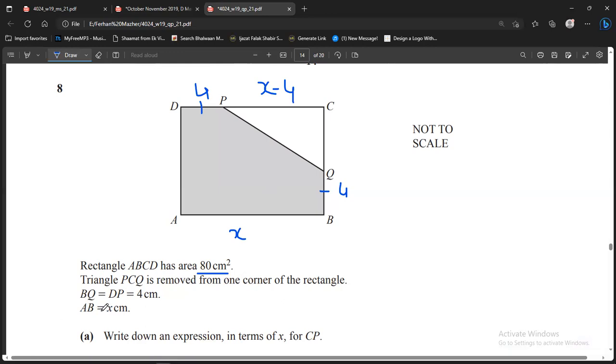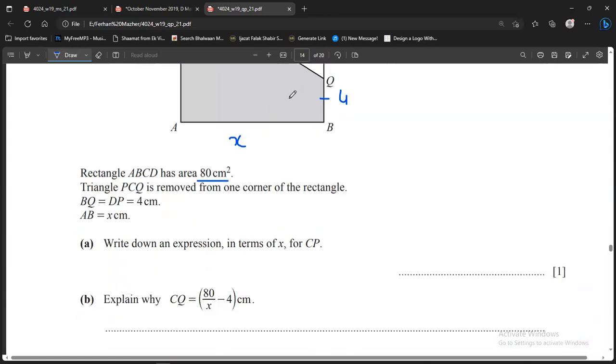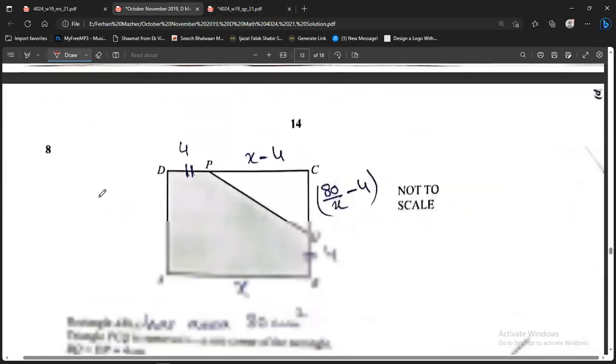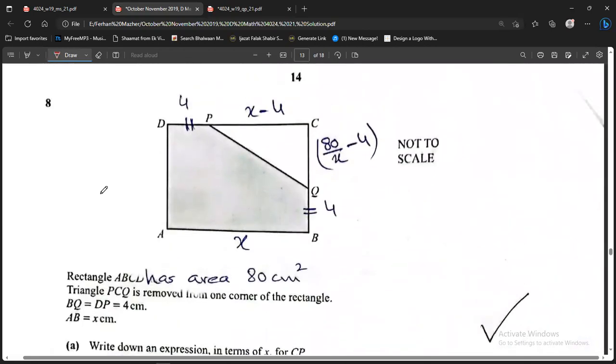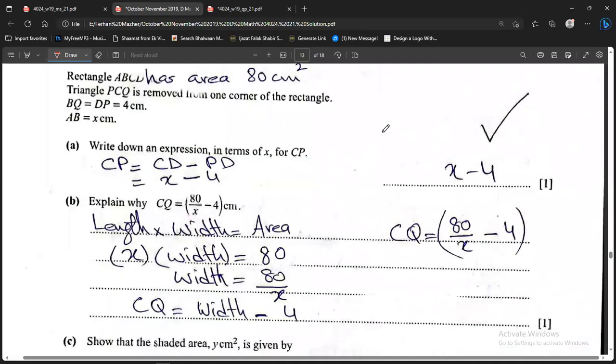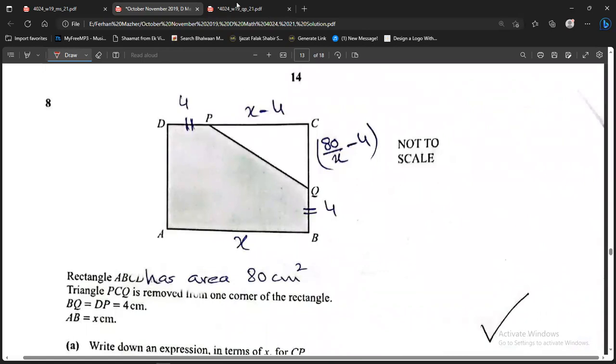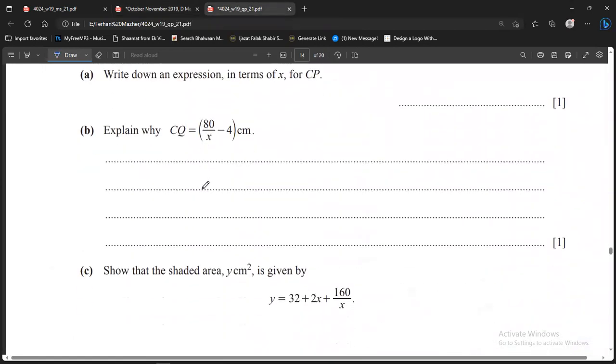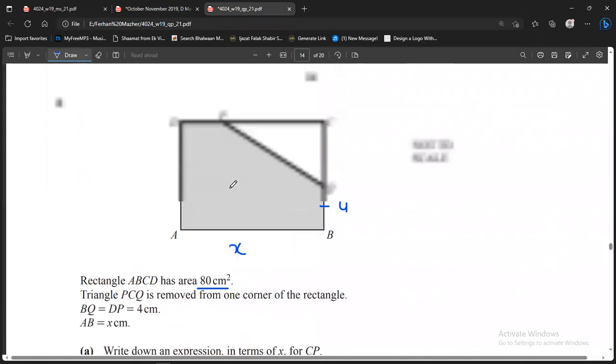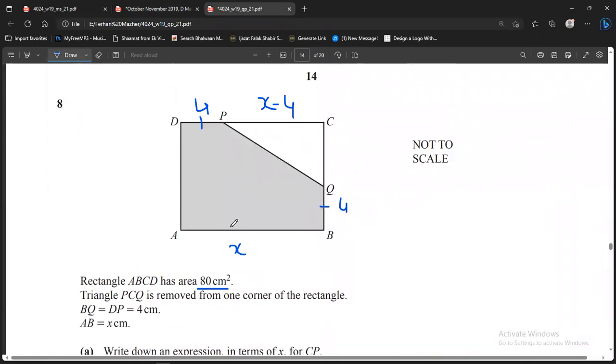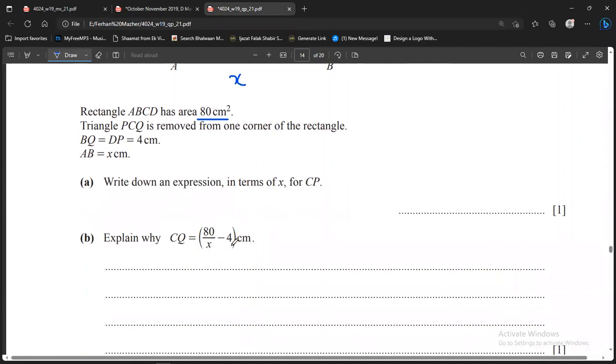He says write down an expression in terms of X for CP. So this total thing is X, this portion is 4, so this portion will be X minus 4. Very simple. Let me show you. CP is X minus 4. Then the question is explain why CQ will be 80 by X minus 4.